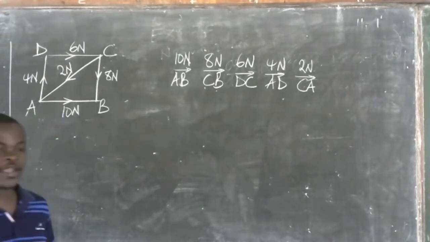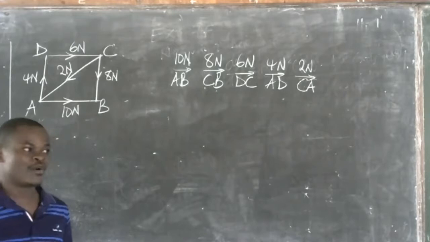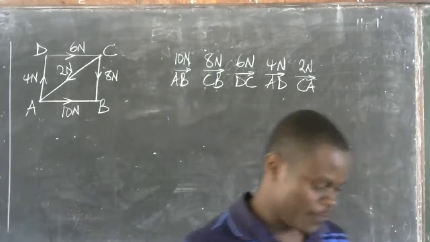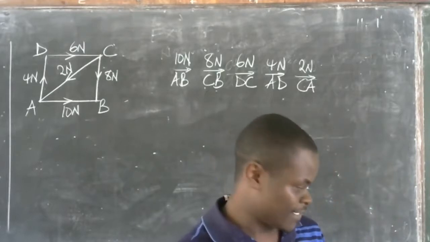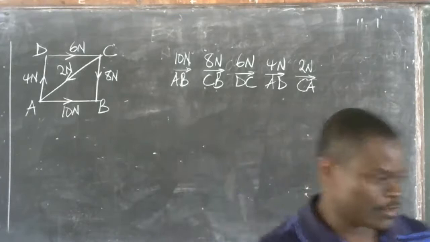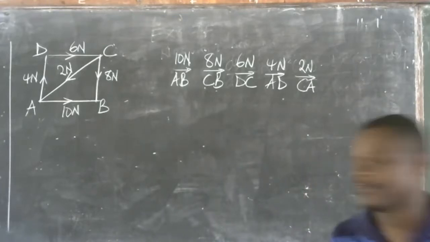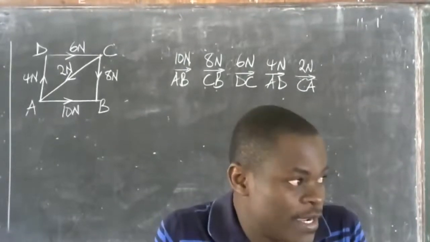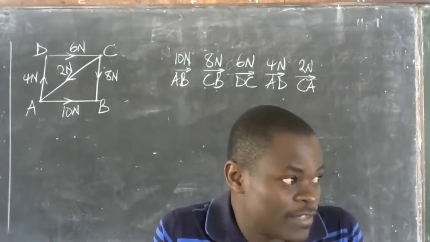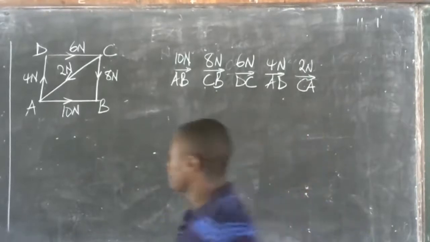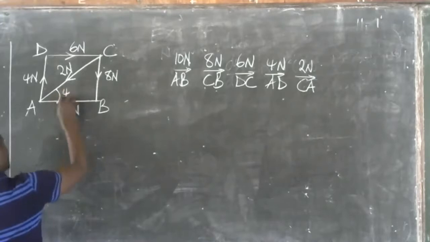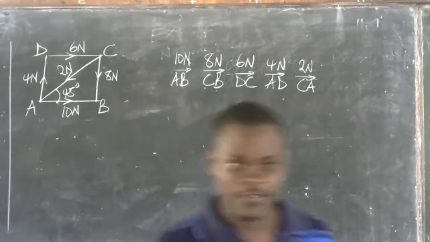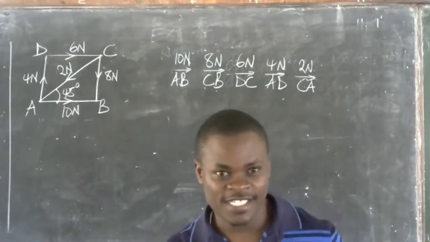Now, because this is a square, last time we saw that the diagonal should make 45 degrees. But if it's a rectangle, then the diagonal angle should be calculated first. For a square, the diagonal angle will be 45 degrees, because we need the 45 to resolve the 2 newton force.